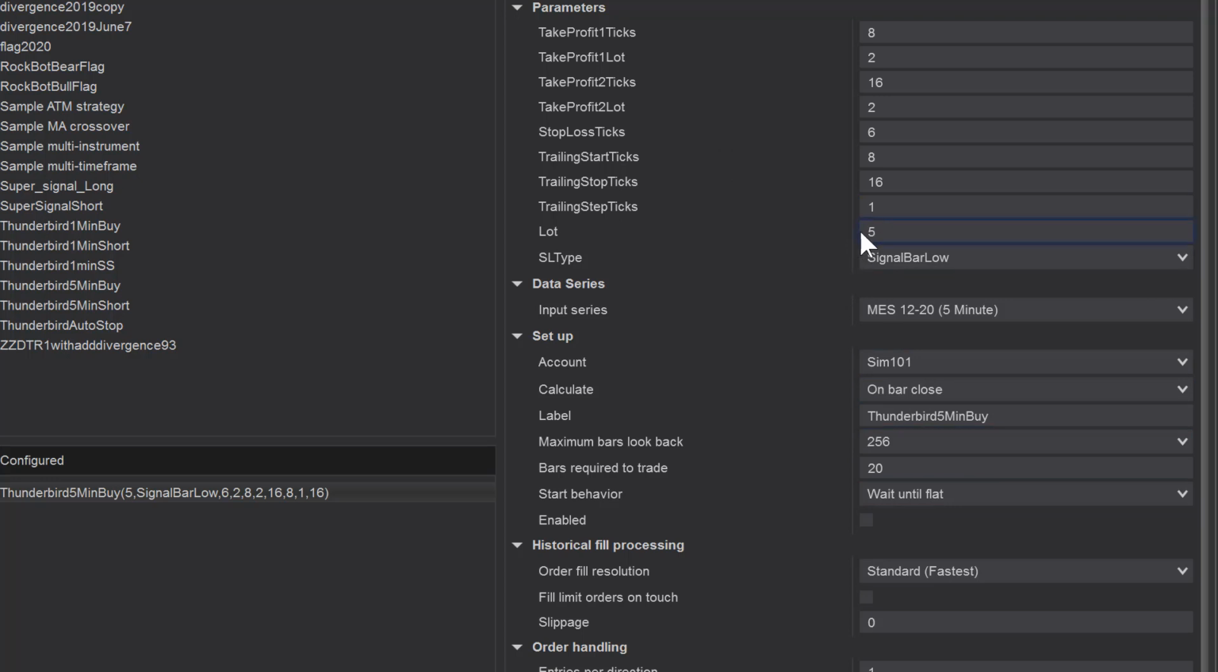But for those people who want to go hands-off, a kind of autopilot, I would highly recommend starting off with the MES. It's lower risk. Start with 5 contracts. That's defaulted on there.